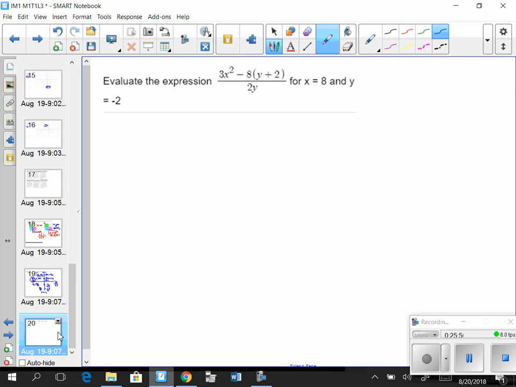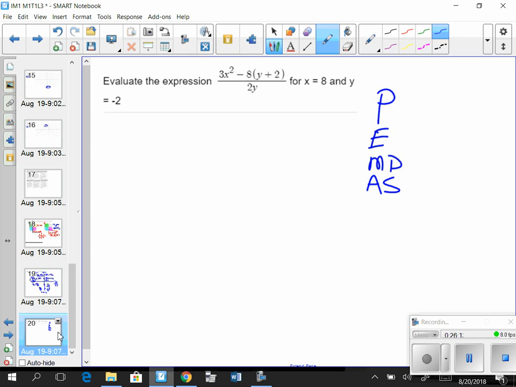Last question. I think this one's a little easier than the other one because we don't have to solve for anything. We just have to plug numbers in. So let's do that carefully and deliberately, keeping in mind the order of operations. Reminder, order of operations.